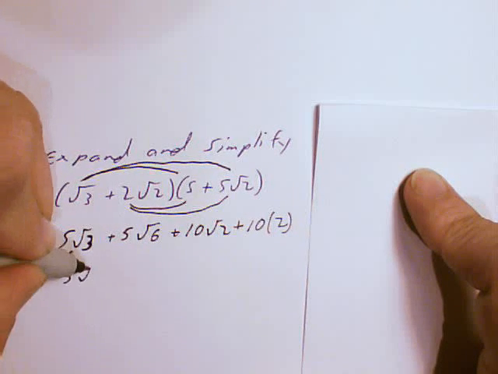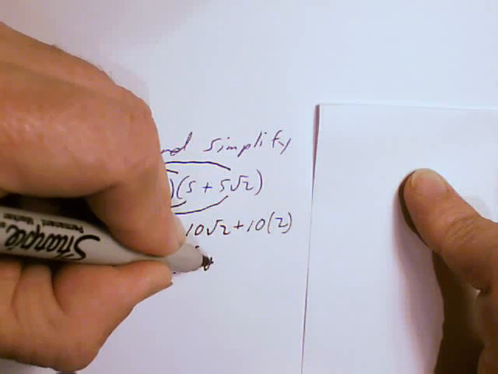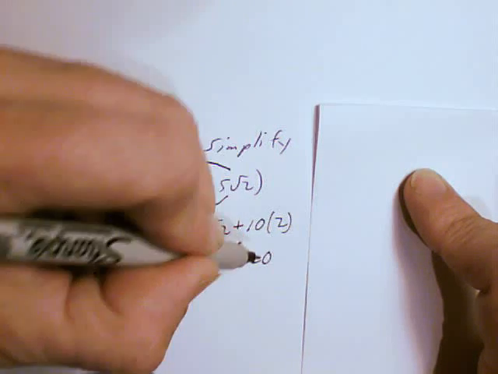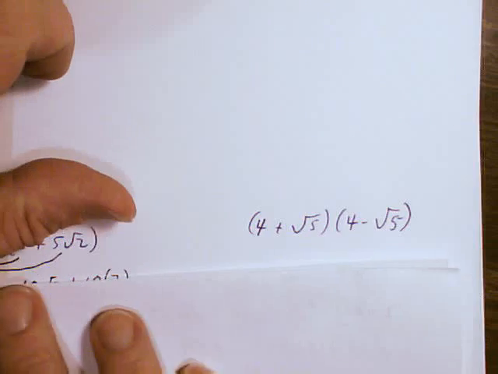That becomes 5 root 3 plus 5 root 6 plus 10 root 2 plus 20. I can't take any of those any farther, so that is my final answer in this situation.